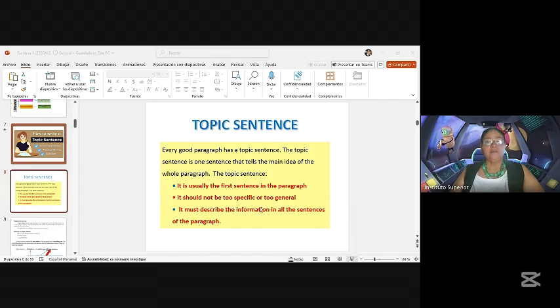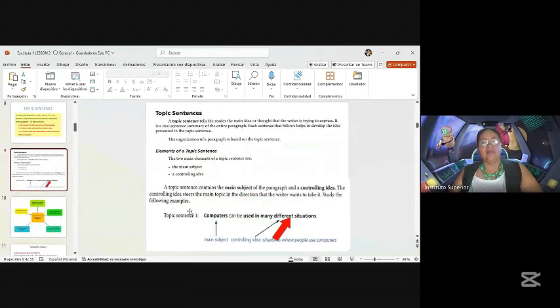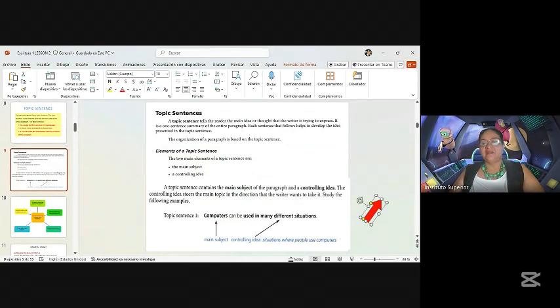Okay? Here we have what I said. What are the elements of the topic sentence? The main subject or topic and the controlling idea. The controlling idea is the idea I'm going to develop and gives the direction that I'm going to use to write my paragraph. Okay? We have here something.